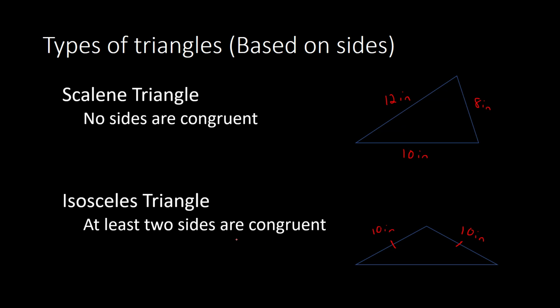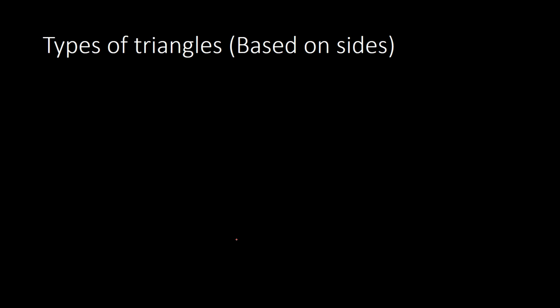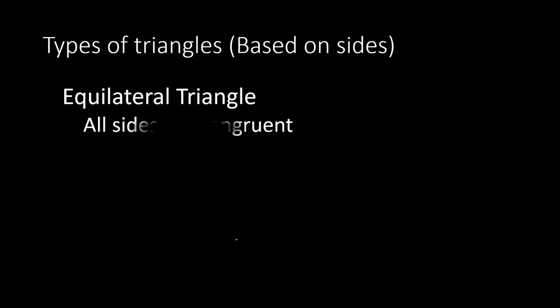But if it has all three sides that are equal, there's a special name we can give in addition to being isosceles, and that is the name equilateral. An equilateral triangle is a triangle where all the sides are congruent or equal. So for example, right here, we see that every side is congruent. So because of that, we have an equilateral triangle.